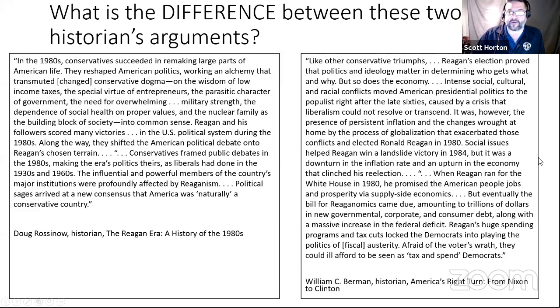But let's try the other side of the coin here. What is the difference between these two historians' arguments? We'll get the timer going here again for you.